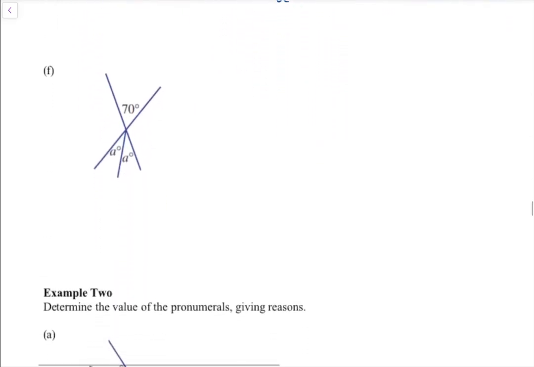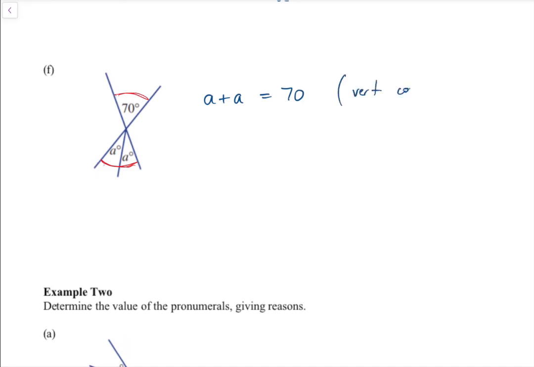Part F. When I look at part F, I've got myself some vertically opposite angles if I combine those two A's together. So I could say that the two A's, if I add them together, A plus A, equals 70 degrees because they are vertically opposite. So you get 2A equals 70. Let's divide both sides by 2, and that leaves me with A equals 35 degrees.